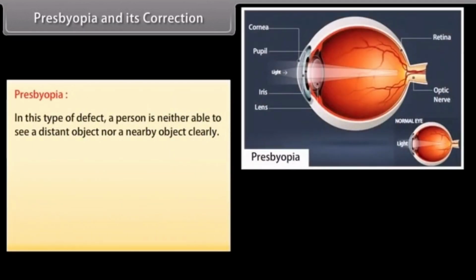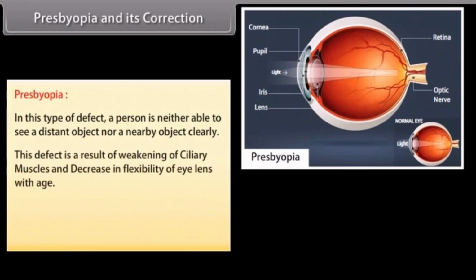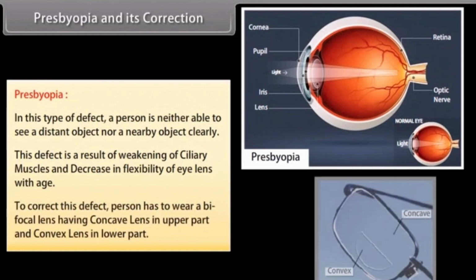Presbyopia and its correction. In this type of defect, a person is neither able to see a distant object nor a nearby object clearly. This defect is a result of weakening of ciliary muscles and decrease in flexibility of eye lens with age. A person has to wear a bifocal lens having concave lens in upper part and convex lens in lower part.